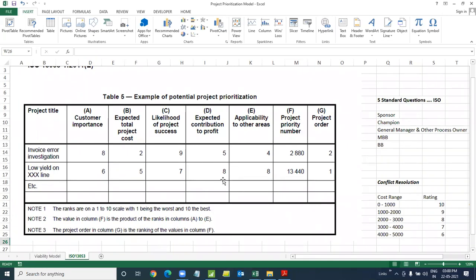So it got a higher rating. Finally, we looked at applicability to other areas. This is a very critical part from a Lean Six Sigma perspective. When you do one project, technically you have saved a lot of money for future projects, because then you would have an understanding of doing a project.